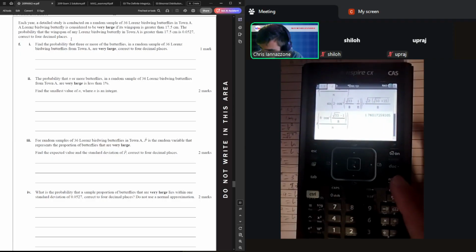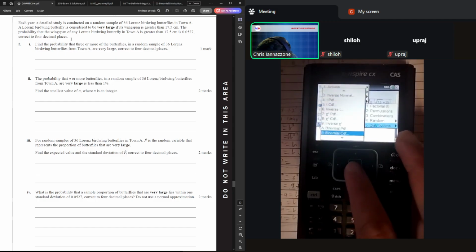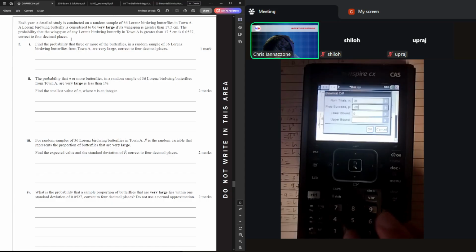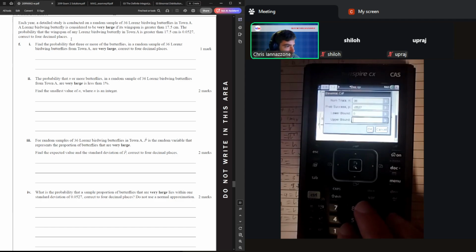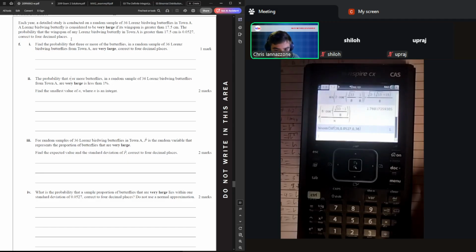So if we have a look at the camera for handwritten and the CAS, you would pull up a binomial CDF. Number of trials is guaranteed as 36. Probability of success is given to us still, because we're looking for very large, and the probability of being very large is still 0.0527. The lower bound is n, it's the thing we don't know. So this is the thing we're going to guess and check our way through. And the upper bound, because we're doing n or more, we would pick upper bound as 36, since we're going up to peak.